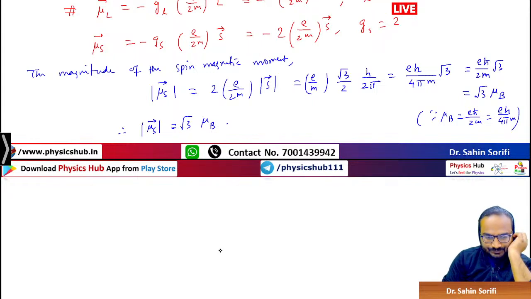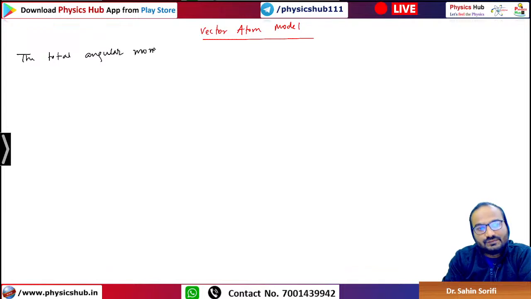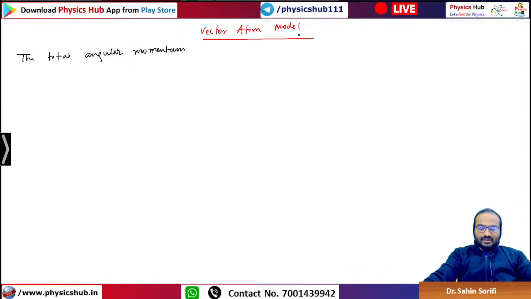Any question till now? If you do not have any question, we will go to the vector atom model, a very simple model. Let's write a few things before we continue, the total angular momentum. We have seen two things till now: one is the orbital motion and another one is the spin. Do you ever imagine how fascinating the total angular momentum is?